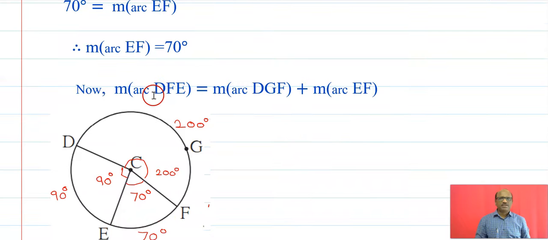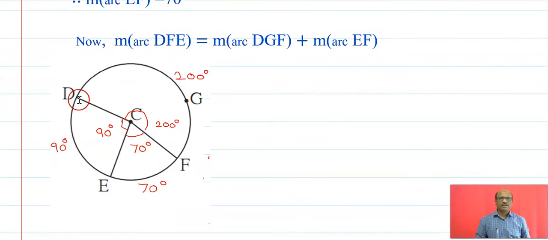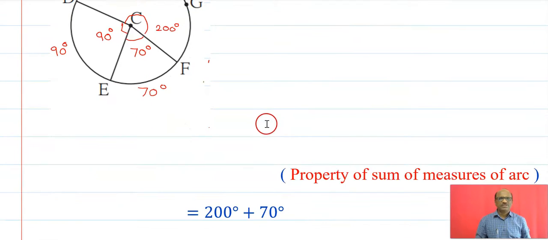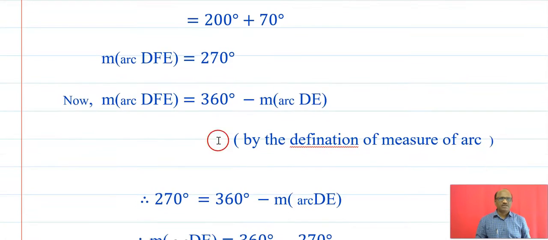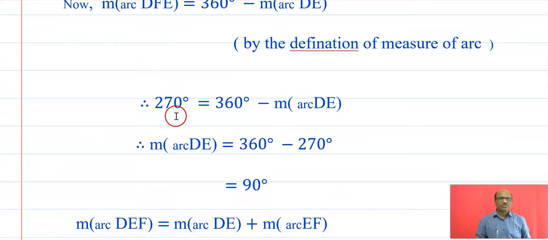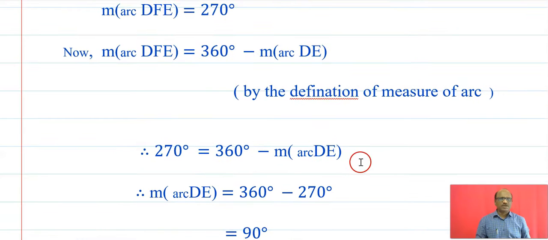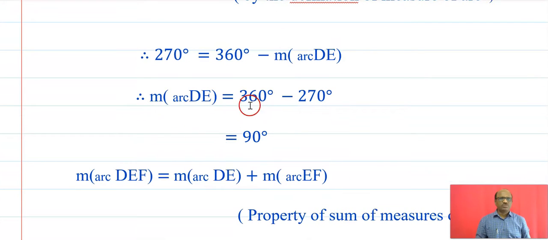Now the measure of arc DFE is equal to measure of arc DGF plus measure of arc EF, and that's equal to 200 plus 70, which is 270 degrees. Measure of arc DFE is equal to 360 minus measure of arc DE, and if we substitute the values, 270 degrees is equal to 360 minus measure of arc DE. Therefore, measure of arc DE is equal to 360 minus 270, that's equal to 90.